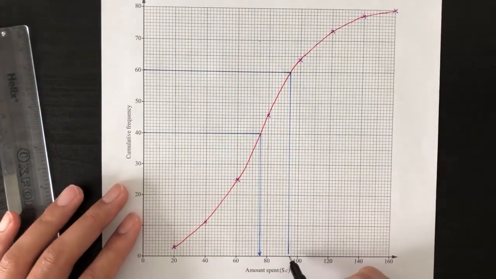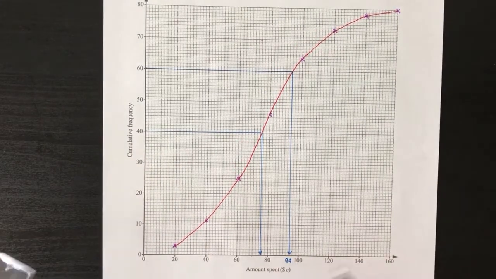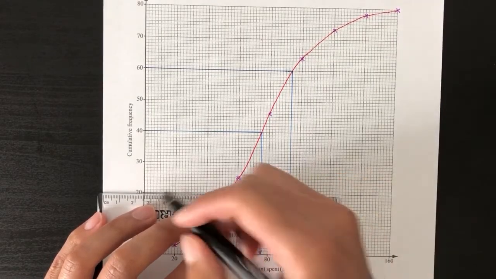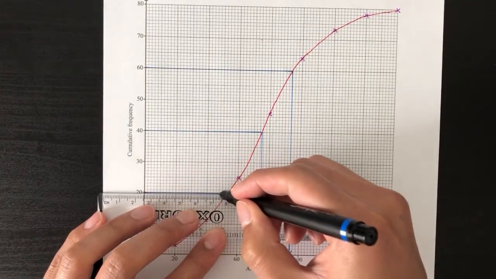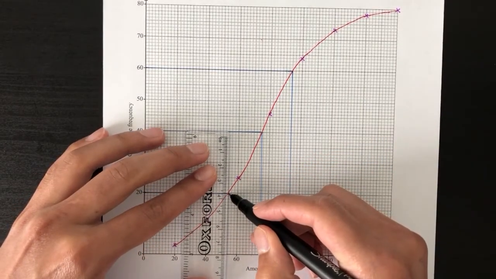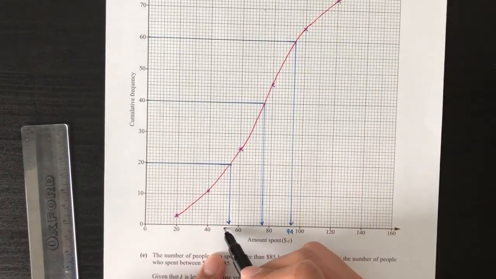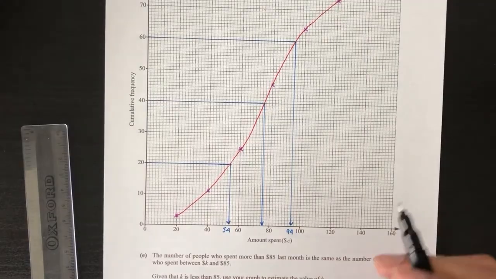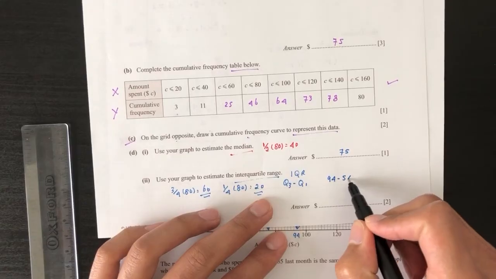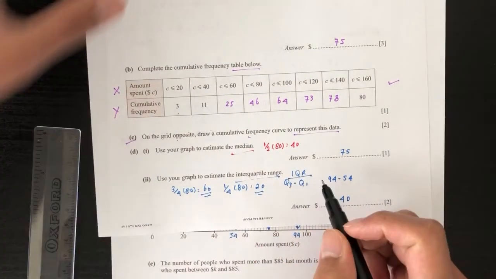On the graph it comes here, which is, this is 94. And now for the 20th value, it will be here, which is 54. So the range will be 94 minus 54. So 94 minus 54, that will be 40 for your interquartile range.